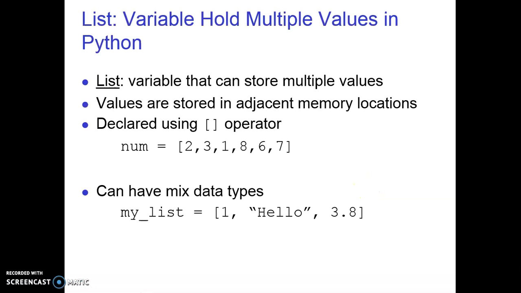So for this video, I will explain about arrays. Okay, so for array you have a list. A list is a variable that holds multiple values in Python. So a list is a variable that can store multiple values.